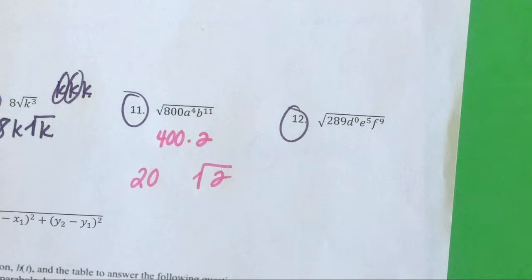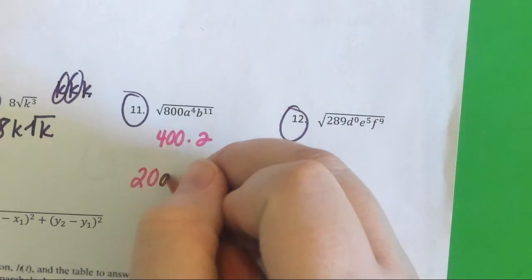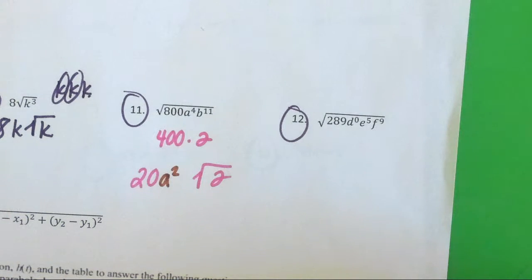I still need help with those variables and exponents, though. So what do I do with the A? Lloyd gets the point. And what about the B?